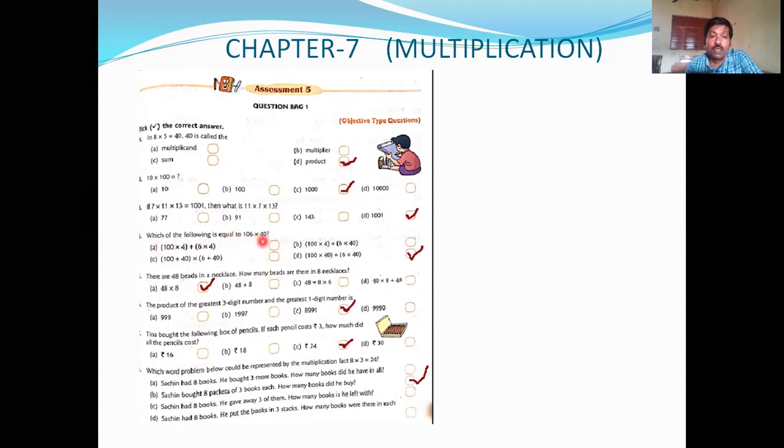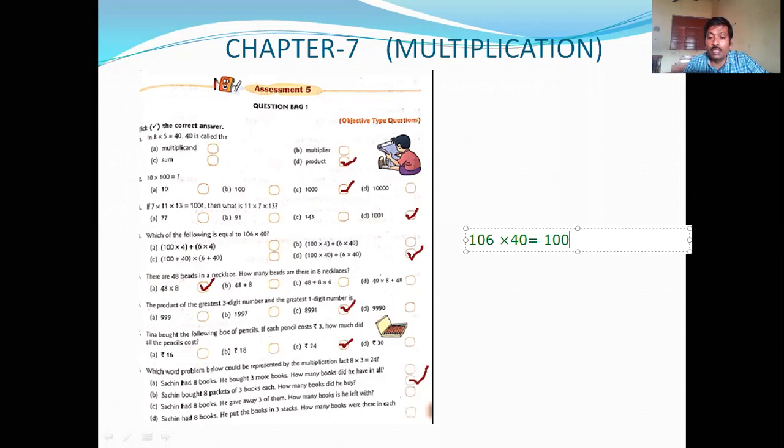Which of the following is equal to 106 into 40? Now see these examples. 100 into 4 plus 6 into 4 is wrong. When we check this property, we can change 106. Here the question is 106 multiplied by 40. How can we write this?